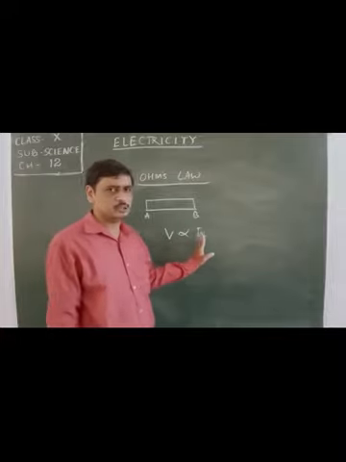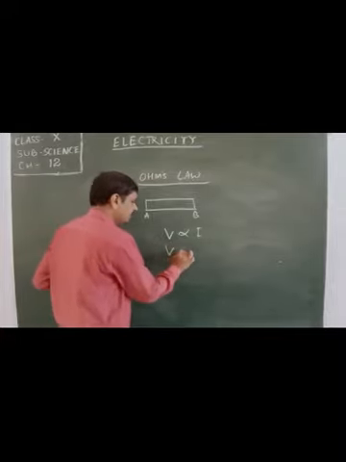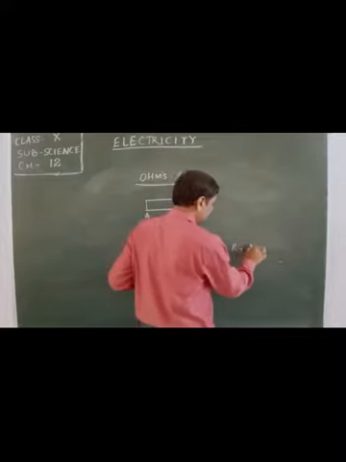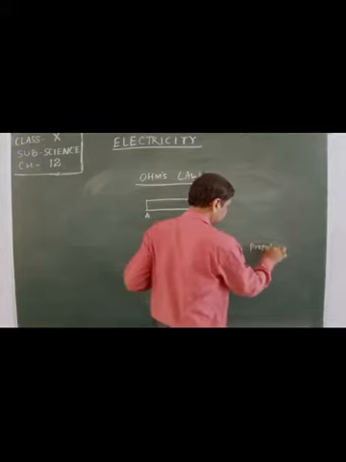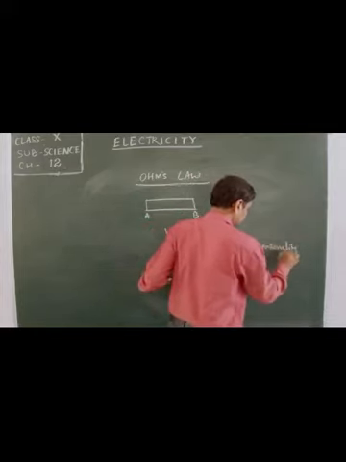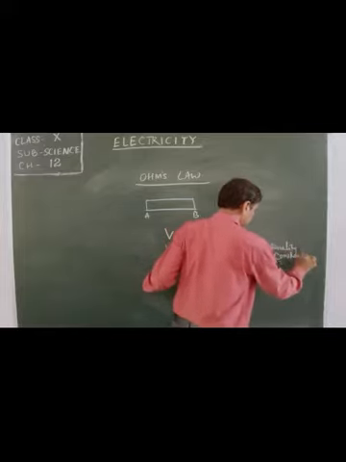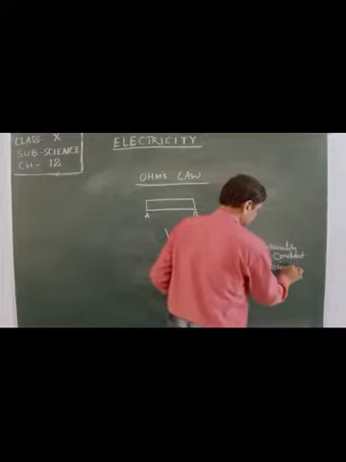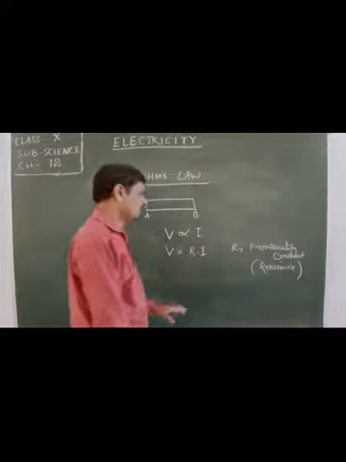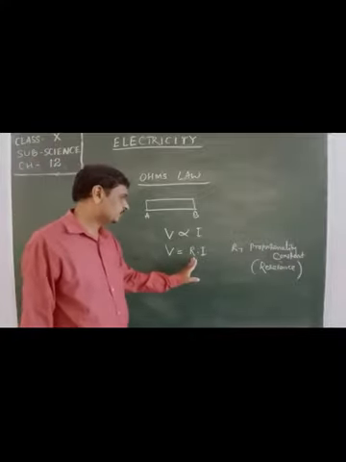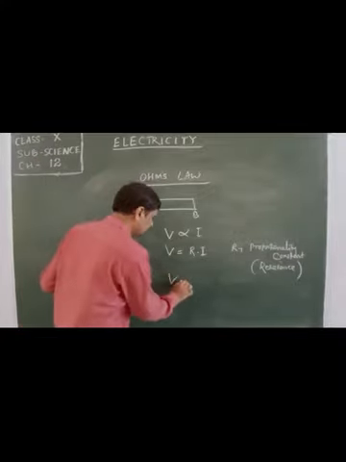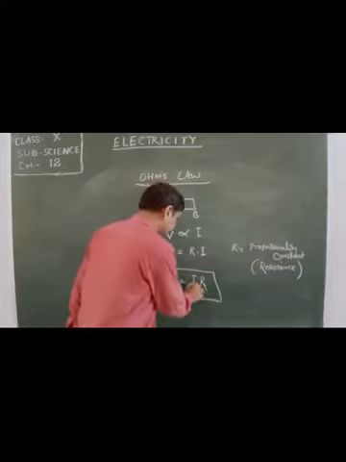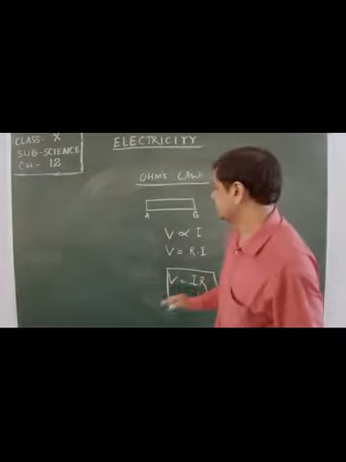V is proportional to I. Then V will be equal to R I, where R is the proportionality constant, or it is called the resistance of the material. This R is also called the resistance of the material. V is equal to IR. It is the relation between potential difference and electric current.